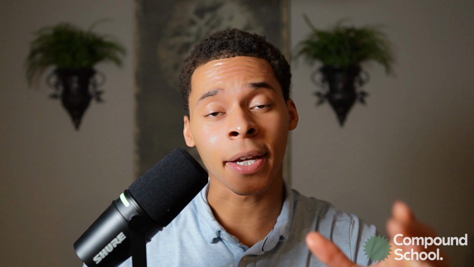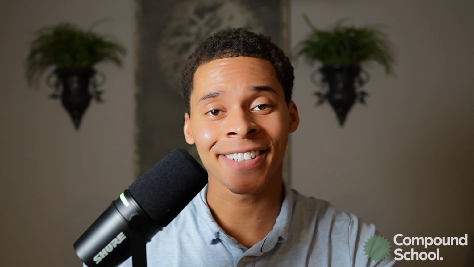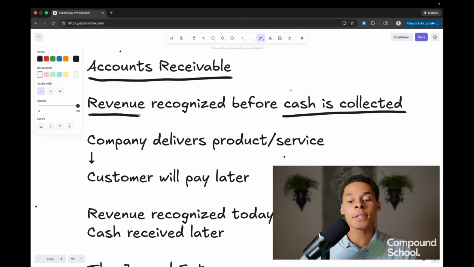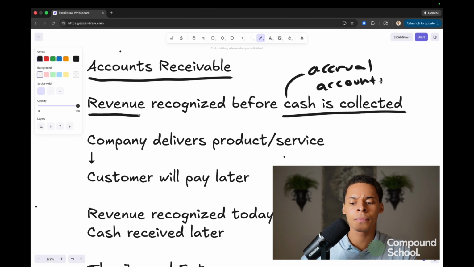Today we're going to cover accounts receivable. Let's get into it. The topic of this video is accounts receivable. And in order to understand accounts receivable, you must first understand that revenue can be recognized before cash is collected. And this basis of accounting is called accrual accounting. Okay? And if you want to go deeper into the concept of accrual accounting, you could watch my video on the topic. So let me show you how this works in a nutshell.